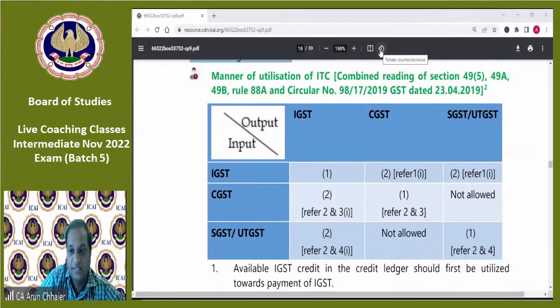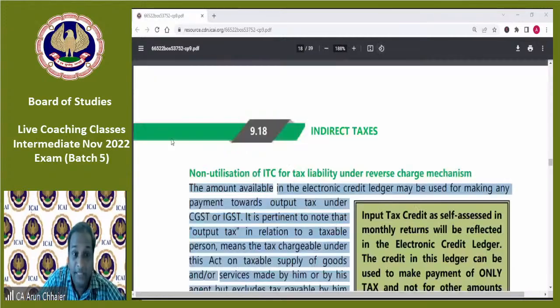Self-assessed means when the registered person is filing the GST return, he himself calculates whatever transactions appear in 2B, 2A, whatever tax invoices he has. The entire calculation of the ITC is assessed by himself. We call it self-assessed ITC. The department has not cross-verified it. The SSC himself has calculated and added it in the ITC. Self-assessed ITC can only be used for the tax and not for other minor heads. Absolutely correct. I hope this heading is also clear.